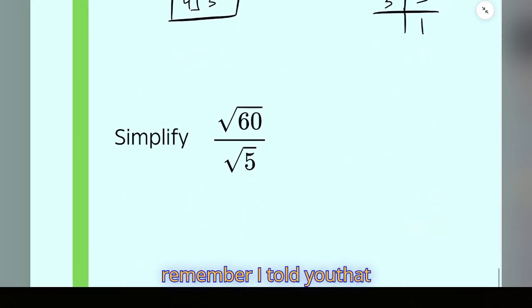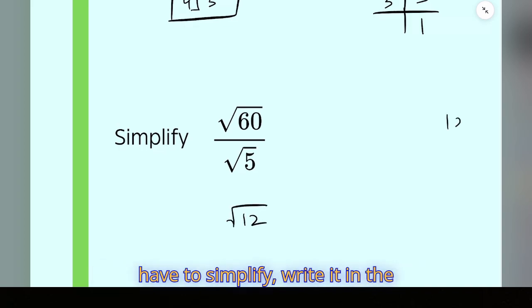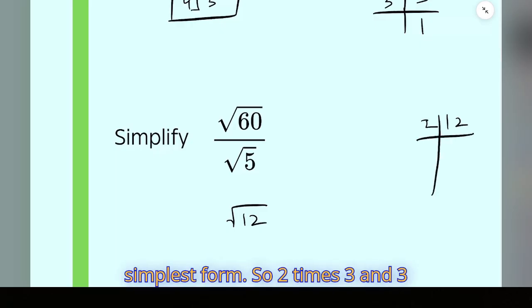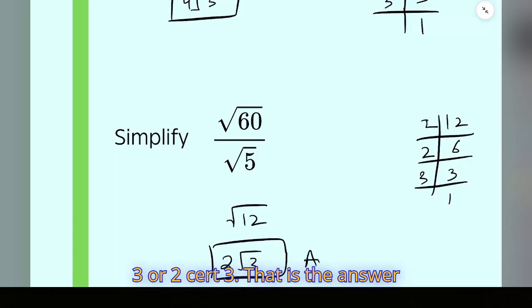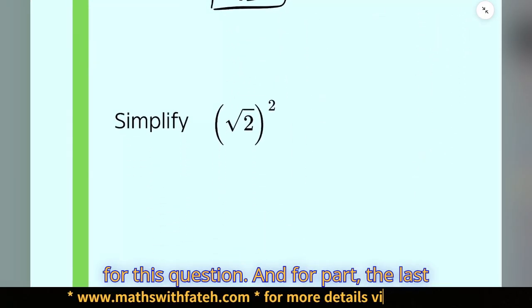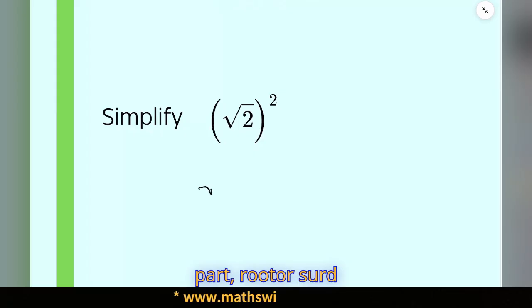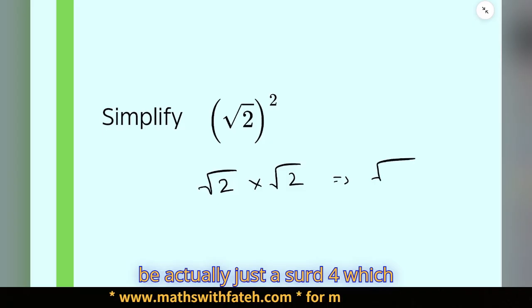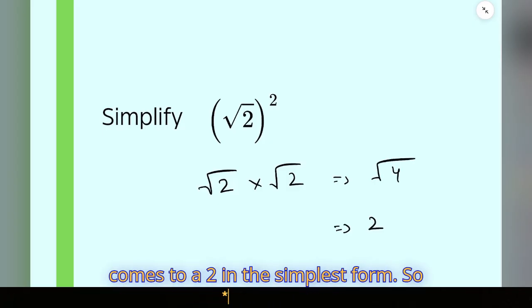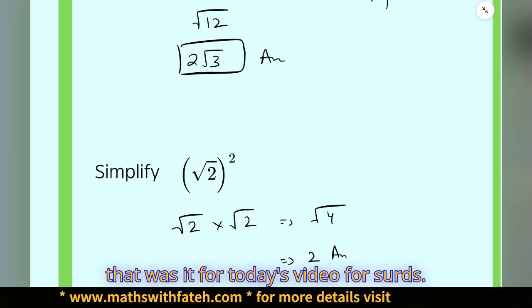Remember I told you that root 60 divided by root 5 can just be written as root 12, but then again we'll have to simplify and write it in the simplest form. So 2 times 3 and 3 times 1. This would just be 2 root 3. That is the answer for this question. And for the last part, root 2 times root 2 squared would actually just be root 4, which comes to a 2 in its simplest form.